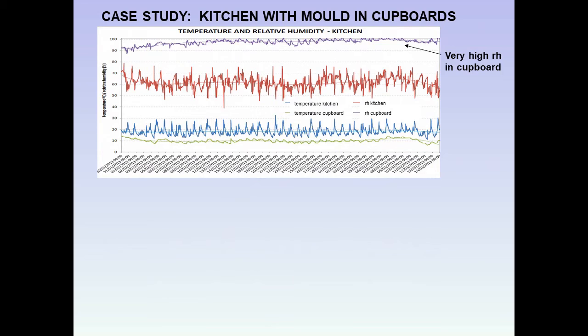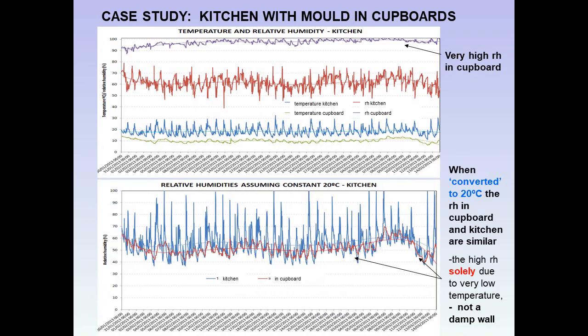There's another case study. This was a kitchen. The lady was getting mould in the cupboards, and this was the result that we had from monitoring the kitchen and the cupboard temperatures and relative humidity. Note the very high relative humidity in the cupboard. Also note at the bottom, the green line, how low the temperature was in the cupboard, about 10 degrees lower than it was in the kitchen.